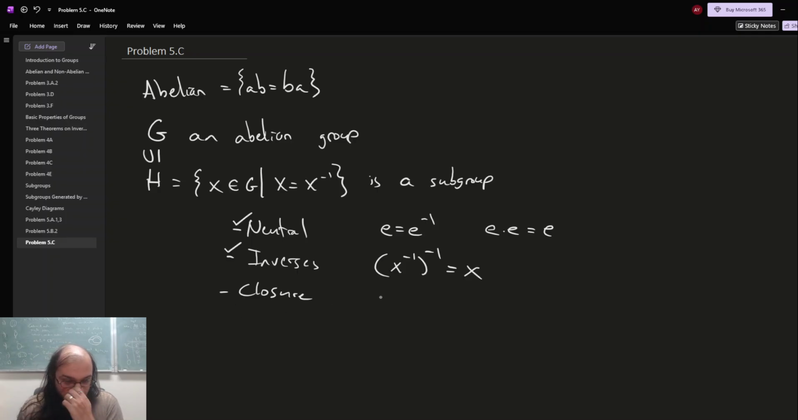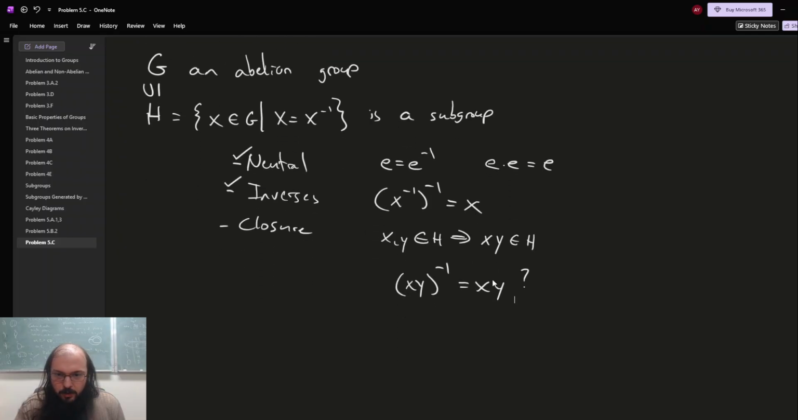For closure, we have to see why if x and y are in H, then xy is also in H. And this actually follows from something from the homework. Let's spell it out. If x is equal to x inverse and y is equal to y inverse, is xy inverse equal to xy? That's the question.